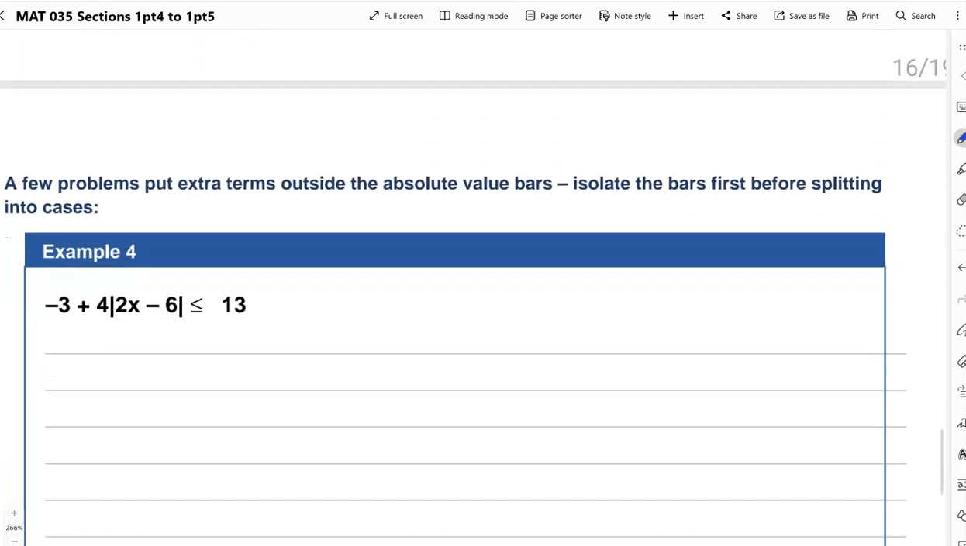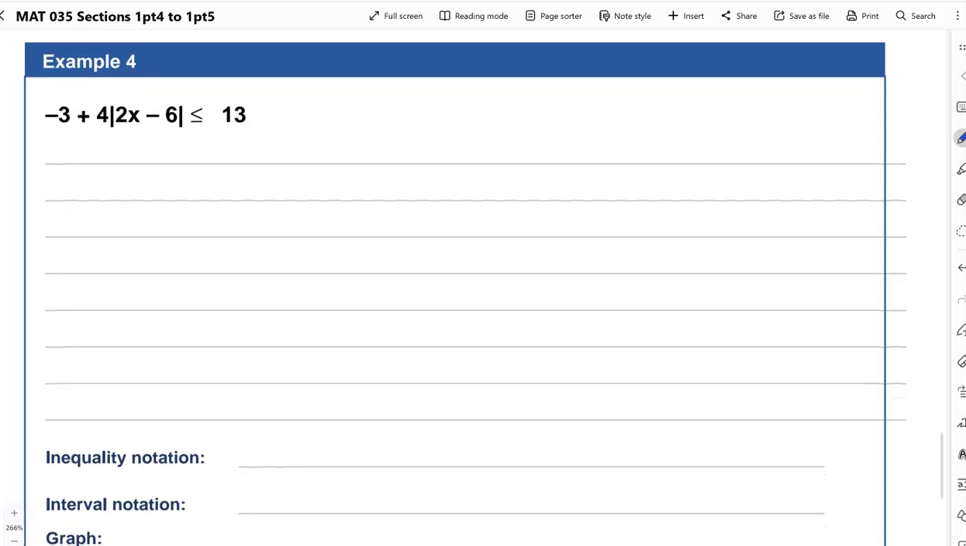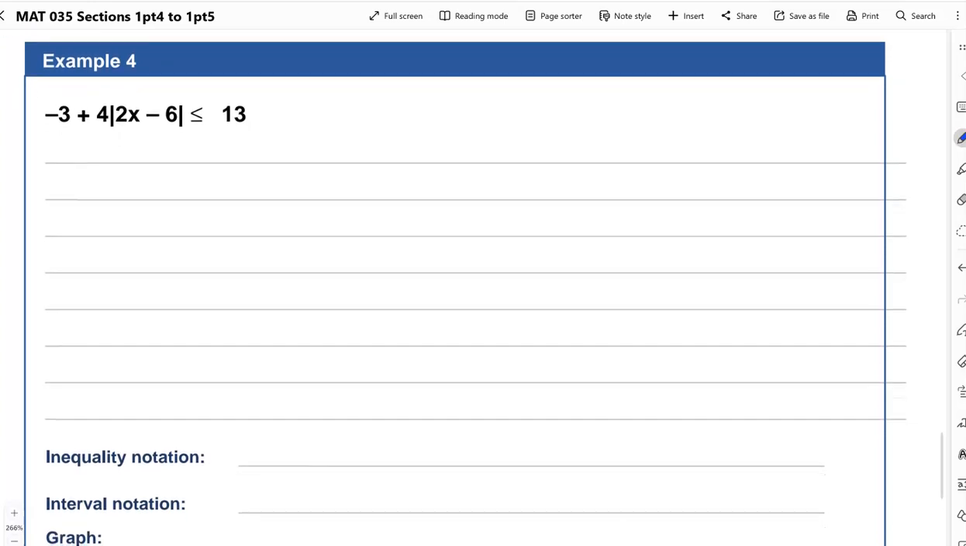Okay, so now let's get down to example 4. So we have negative 3 plus 4, absolute value 2x minus 6 is less than or equal to 13. So we're going to have to do some fancy math. We've got to get that absolute value by itself first before we can create the compound inequality. So we're going to peel the layers away. So this negative 3 we're going to have to add it to both sides. Okay, so we're going to peel that layer off. That leaves us with 4 times the absolute value of 2x minus 6. That's less than or equal to 16.